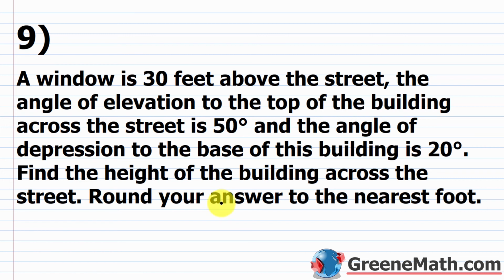Okay, let's take a look at problem number 9. So we have that a window is 30 feet above the street. The angle of elevation to the top of the building across the street is 50 degrees. And the angle of depression to the base of this building is 20 degrees. We're going to want to find the height of the building across the street. And here we're going to round your answer to the nearest foot.